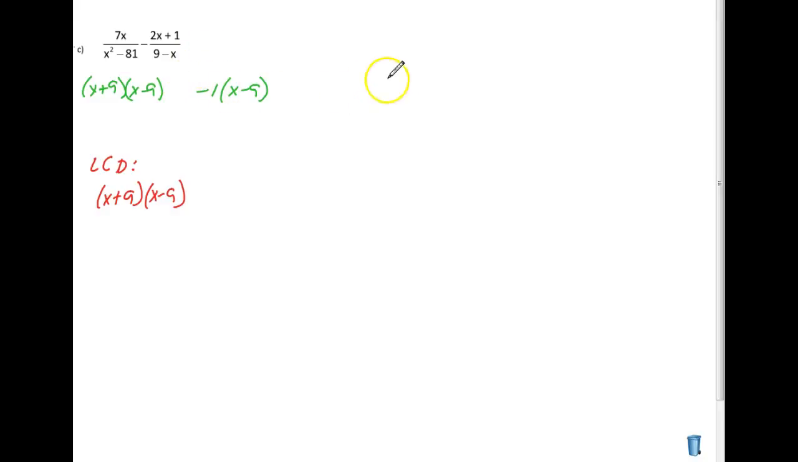Okay, so what I really have here is I have 7x over x plus 9, x minus 9, and then minus that negative from the denominator comes up and gets carried through the numerator. So negative 2x minus 1. I don't need parentheses there, but I put them anyway. I guess I can erase them. Just like this. Okay, and then I have x minus 9.